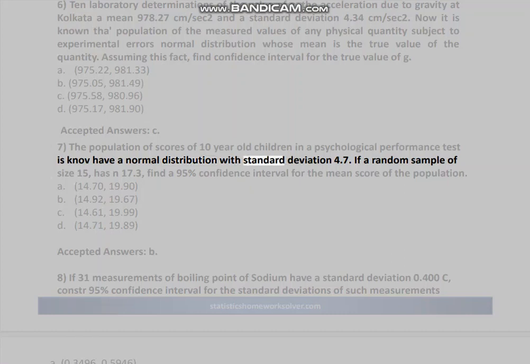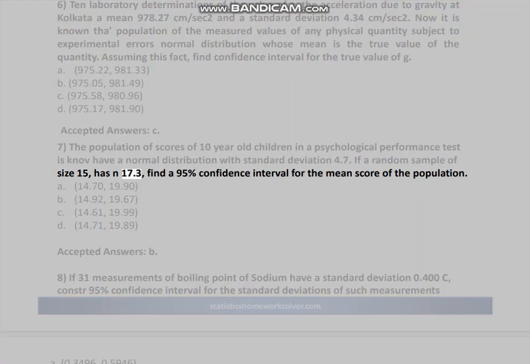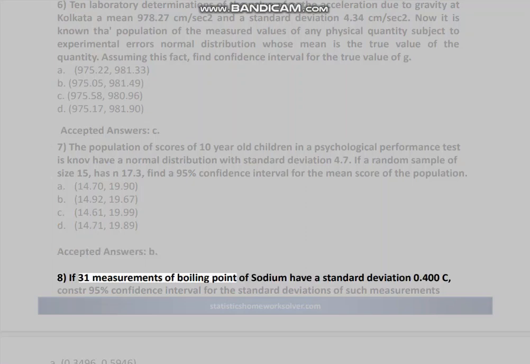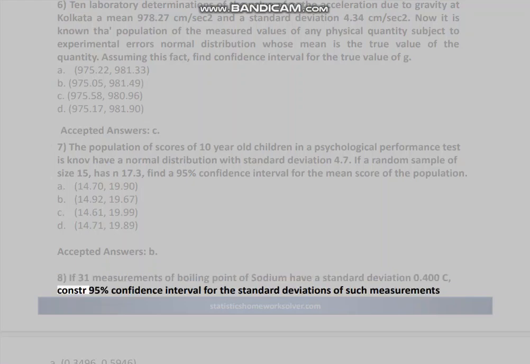7. The population of scores of 10-year-old children in a psychological performance test is known to have a normal distribution with standard deviation 4.7. If a random sample of size 15 has mean 17.3, find a 95% confidence interval for the mean score of the population. A. 14.70, 19.90. B. 14.92, 19.67. C. 14.61, 19.99. D. 14.71, 19.89. Accepted answer, B.